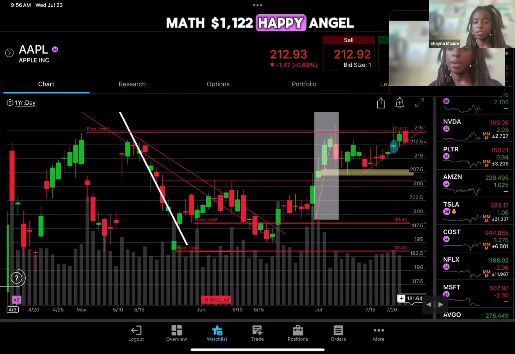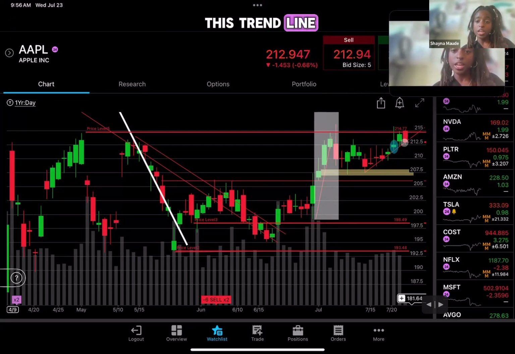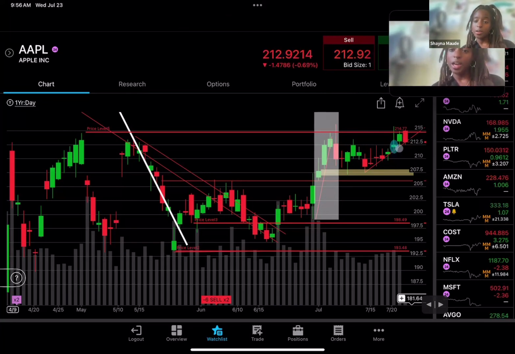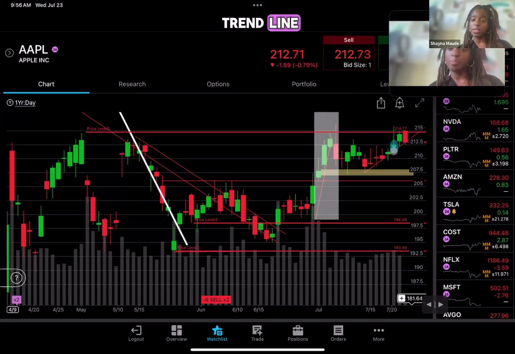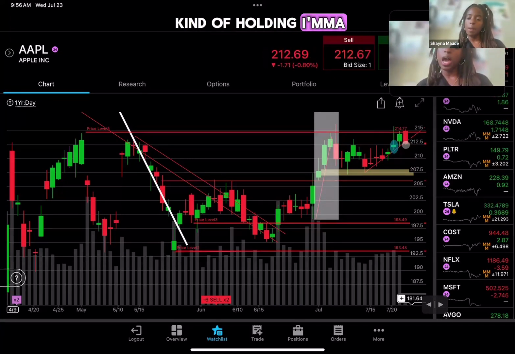1,122. Happy angel numbers. And look, like I said, it's struggling at this trend line. So this is another perfect opportunity. I'm already in. I got in down here in this trend line, but it's a perfect opportunity. If you see this trend line, you're like, you know what? It's kind of holding. I'm gonna buy right here.